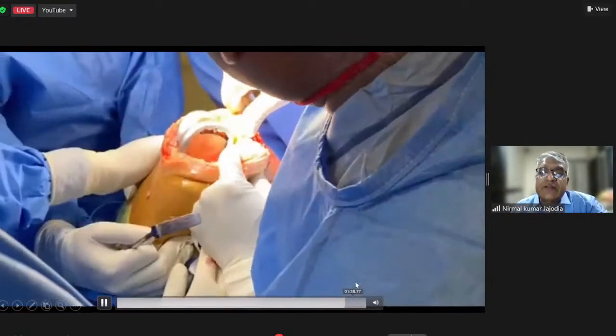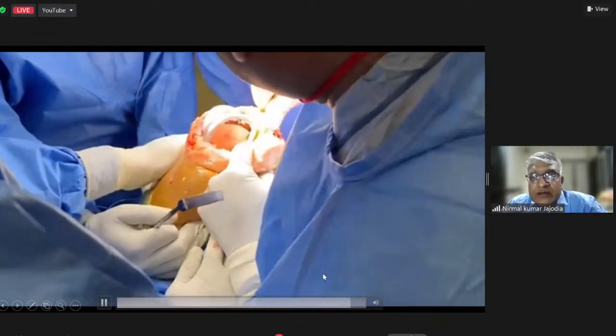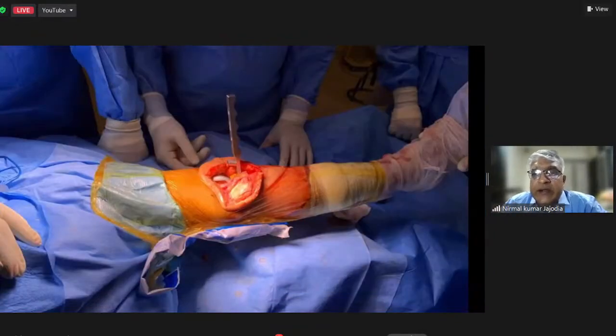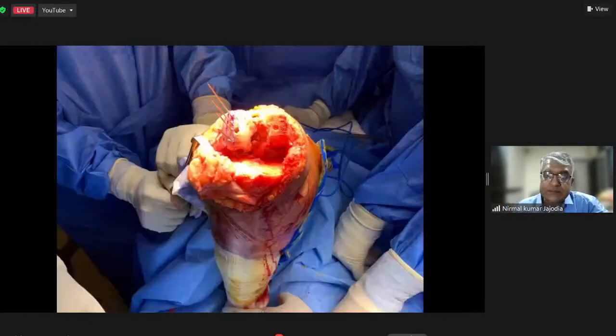So after we have inserted with a, that is where the insert starts going in, and you get a knee which is completely balanced in flexion and extension and well aligned mechanically. And that is the point where you decide the point of fixation of the lateral epicondyle.